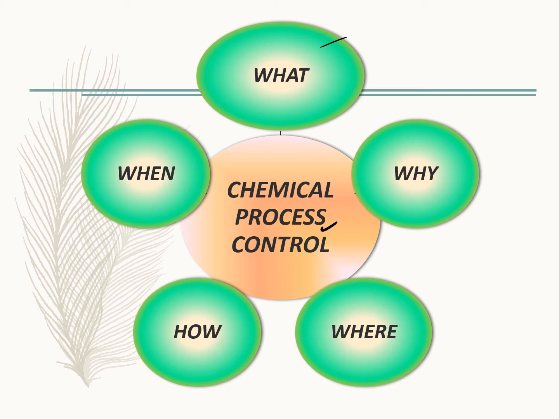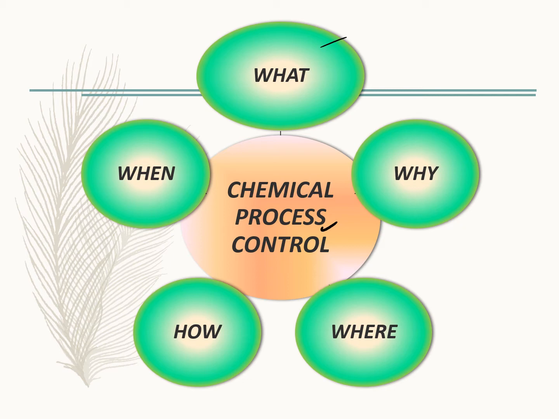Okay, next is when should we use the process control? Normally, this process control is used when there is any deviation of process condition such as temperature, pressure, composition, flow rate, and many more.